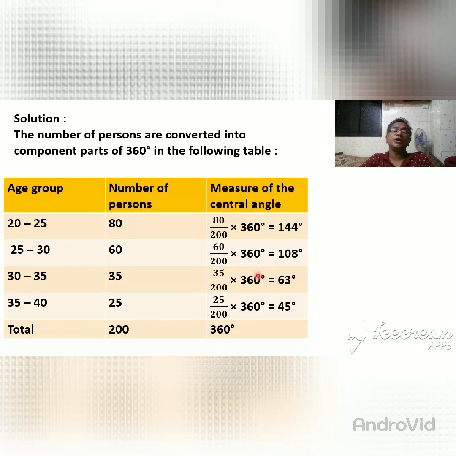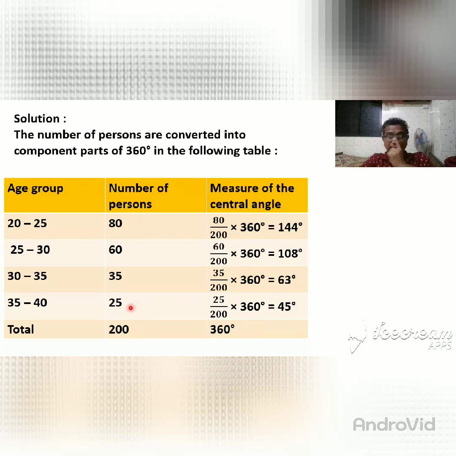If you have doubts, then see. This 0 cancels. So here is 35 and here is 20. So 5 is divided. 5 sevens are 35, so you get 7. 5 fours are 20, so you get 4. 4 nines are 36, so you get 9. 9 into 7, 9 sevens are 63. So here you get 63 degree.